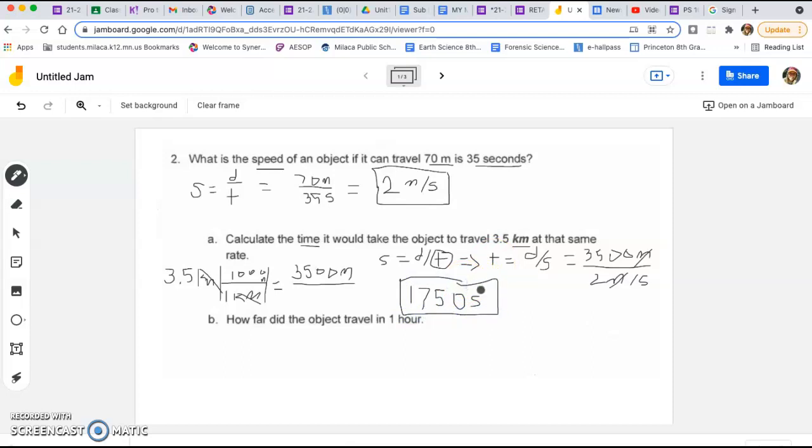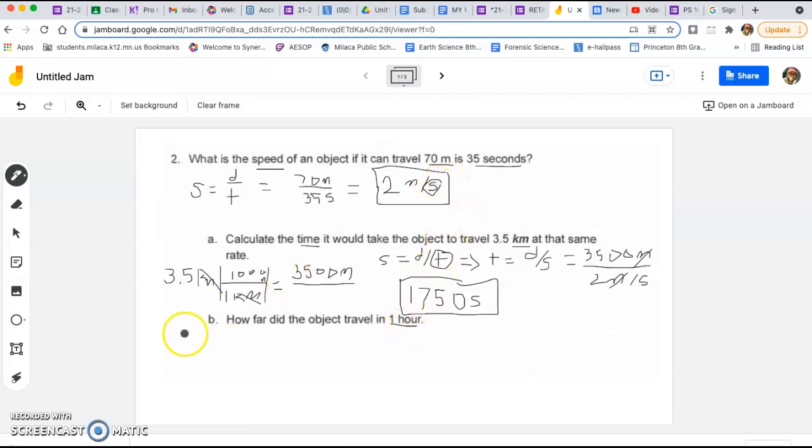All right, now I want you to pause and try to figure out how far did that object travel in 1 hour. All right, once you've tried that, the object is still traveling at 2 meters per second. Okay, that's what we know. The object is still traveling at 2 meters per second, but this is in seconds. And down here we want to know how far it traveled in 1 hour. Okay, so we need to convert hour into seconds.